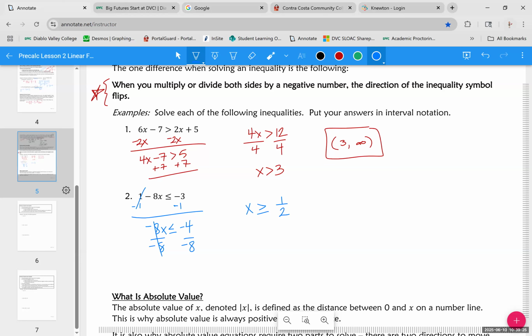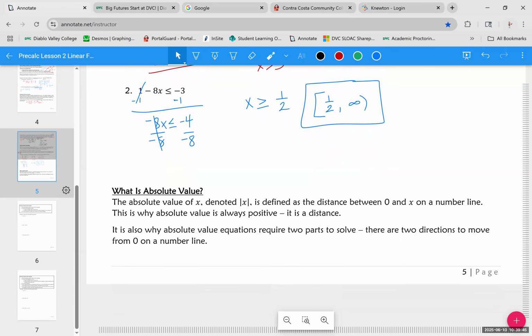So the difference you can see, hopefully, in the two examples is that dividing by a positive does not flip the inequality, but dividing by a negative does. In terms of interval notation, that would be bracket 1/2 to infinity. And so we're going to use that skill a lot.